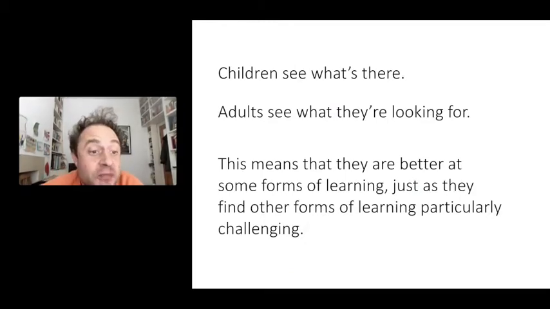And we already talked as well about how in a lot of ways this is all about what we love about kids. You know, this idea that children see what's there and adults see what they're looking for. And we think that this is really important for the fact that children are better at some forms of learning. So I gave as the example early language learning, where children actually outperform adults, just as it's also the explanation of why they find other forms of learning particularly challenging.